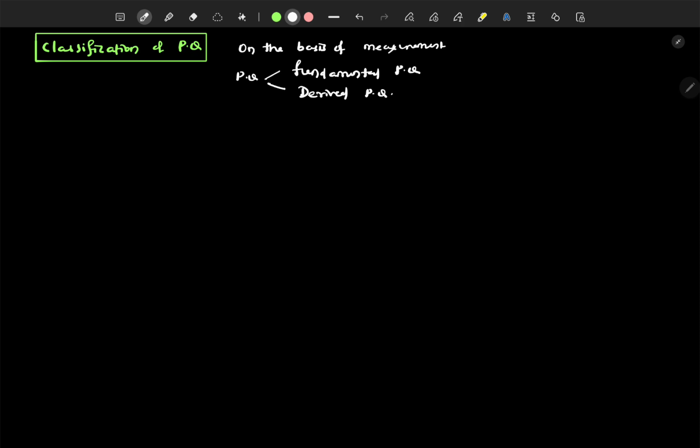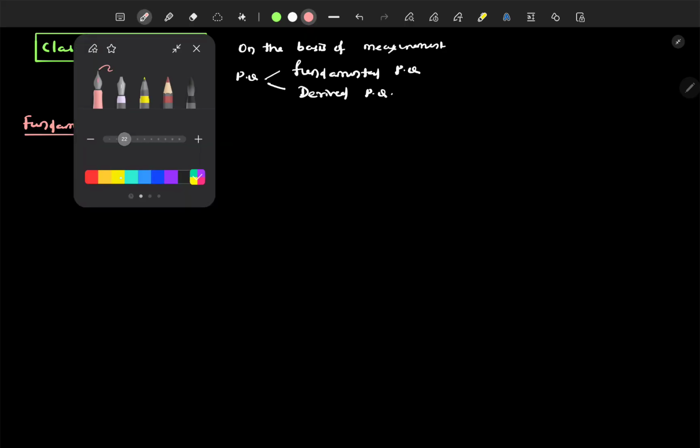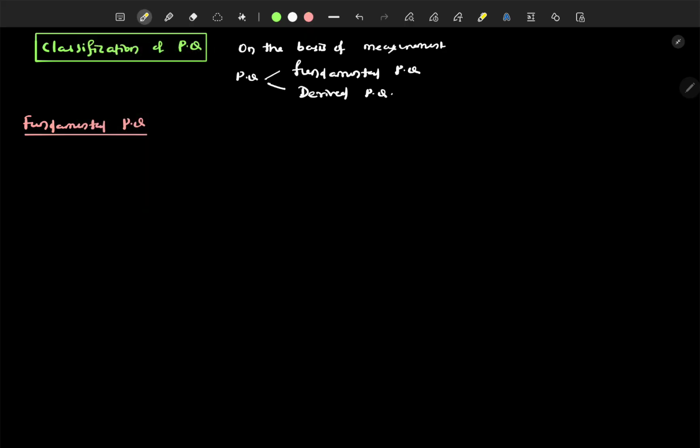So let's discuss fundamental and derived. The first portion is fundamental physical quantity. Remember, what is the meaning of fundamental? It means preliminary. Think of two things: one is the English alphabet, another is the English dictionary. The English alphabet from A to Z is fixed, 26 in number. But the words available in the English dictionary are not fixed. So we can say English alphabets are fundamental.